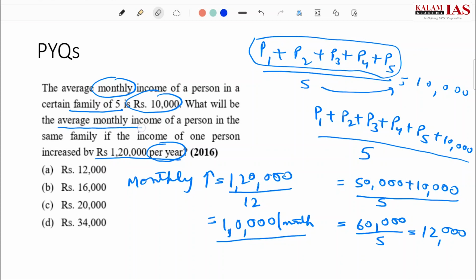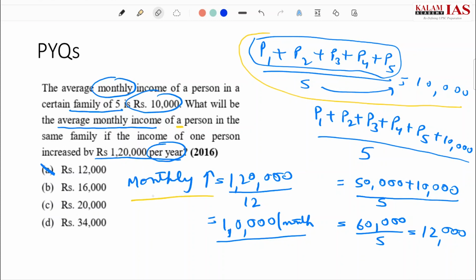Now the new average monthly income of the person will be ₹12,000, which is option A. इसको एक बार वापस देख लेते हैं. 5 जनों की फैमिली है, उनकी मंथली इनकम 10,000 है जो हमने इसी इक्वेशन से फॉर्मुलेट की. फिर इन्होंने कहा है क्वेश्चन में एवरेज मंथली इनकम ऑफ अ पर्सन इन द फैमिली, एक जने की इनकम बढ़ गई है एंड इट हैज़ इंक्रीज बाय 1,20,000 पर ईयर.